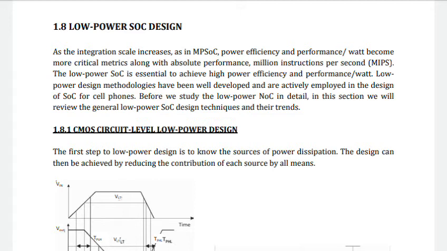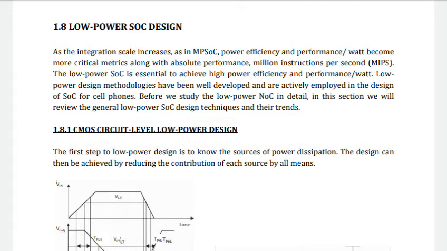We know that as the integration scale increases, power efficiency and performance per watt become more critical metrics along with the absolute performance of million instructions per second. We are using a single integrated chip that performs millions of instructions per second, so we need more power efficiency and performance per watt. Low power system on chip is essential to achieve this, so this system on chip is necessary.